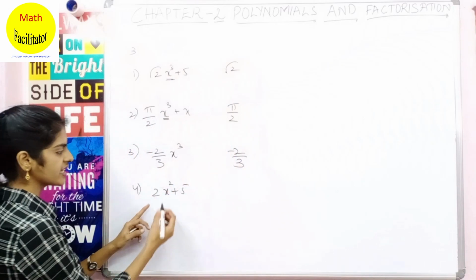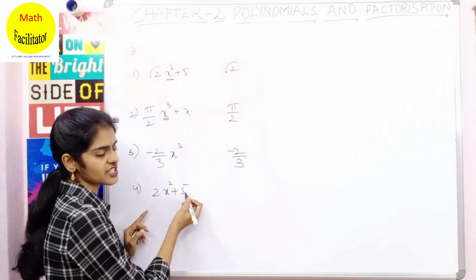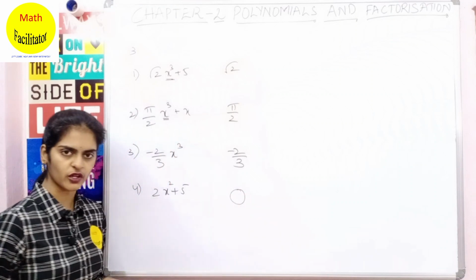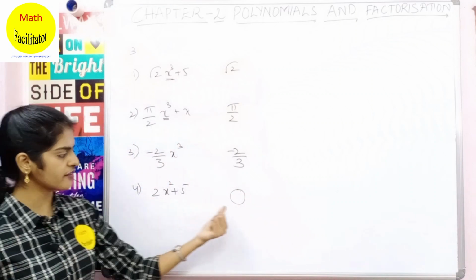Clear? Now here you have 2x square plus 5. You don't have a term x cube here. So the coefficient of x cube is 0. Since you don't have x cube, the coefficient is 0.